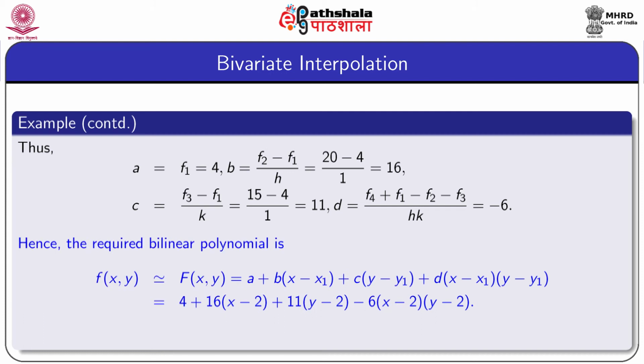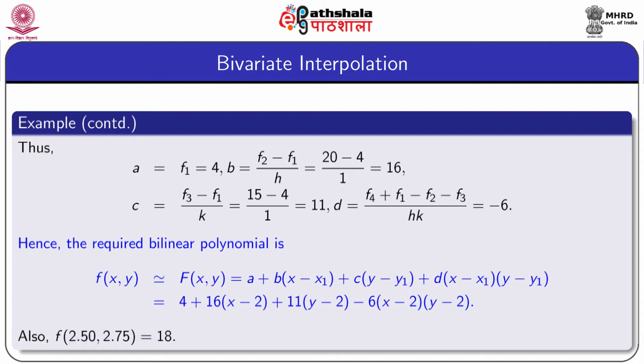Using these values, we get the bilinear polynomial as small f of x y is approximately equal to capital F of x y equal to a plus b into (x minus x1) plus c into (y minus y1) plus d into (x minus x1) into (y minus y1), and which is equal to 4 plus 16 (x minus 2) plus 11 (y minus 2) plus 6 into (x minus 2) (y minus 2). So, this is the final bilinear approximate polynomial for the given table of values.